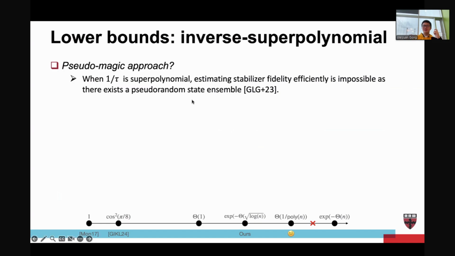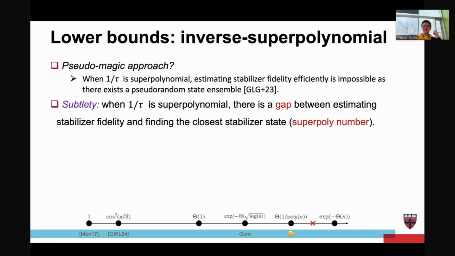Because there's a pseudo random state ensemble that has inverse super polynomial fidelity with stabilizer states, but they are hard to learn. They are hard to distinguish from true Haar random states. So this means that estimating stabilizer fidelity, at least in this scenario, is impossible for inverse polynomial tau. But estimating stabilizer fidelity and agnostic tomography is different in this regime.